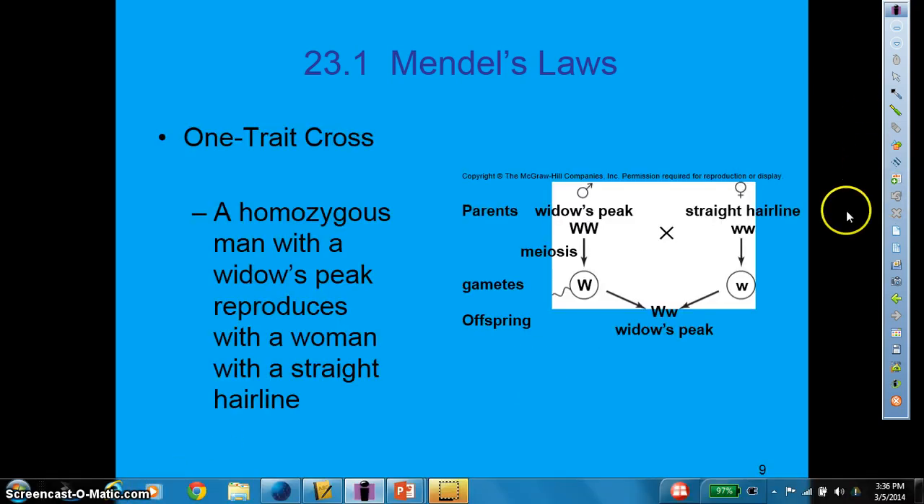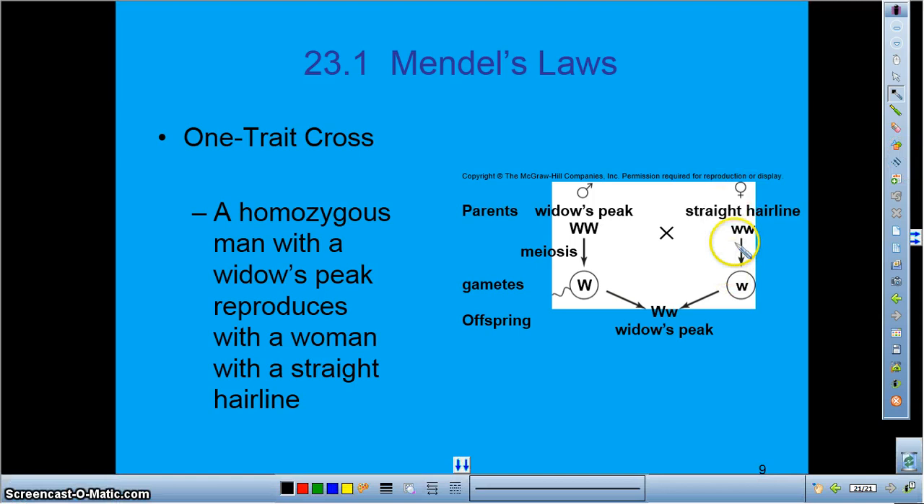So this one is a really simple concept to grasp because the man can only give a big W for each one of his sperm, and the female, on the other hand, can only give a little w in each one of her eggs. So the only possibility for their offspring is to have a widow's peak and to be heterozygous, in this case, big W, little w. So every one of their children should have a widow's peak.